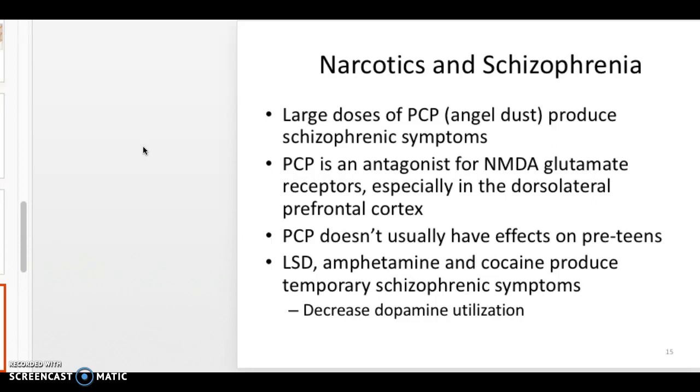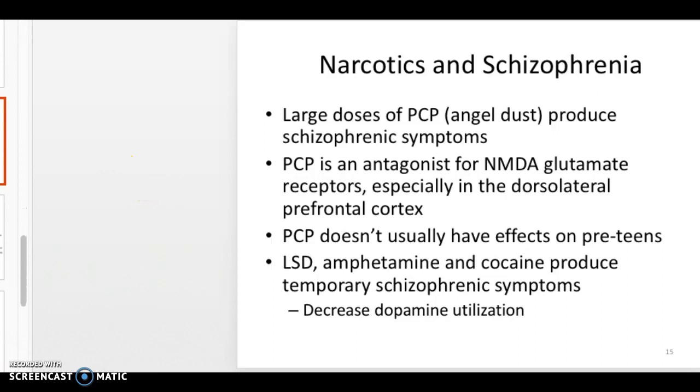Now, an interesting thing is PCP doesn't have the same level of effect in preteens who don't have the same development of that area and are still not going through the same level of pruning process that adults have, which might explain one reason why we don't tend to see symptoms for schizophrenia until late adolescence. Another thing that we've seen is LSD and amphetamines and cocaine all produce temporary psychotic schizophrenic symptoms. We know that those tend to decrease dopamine utilization.